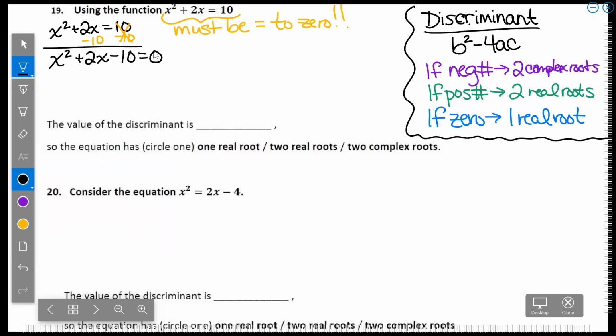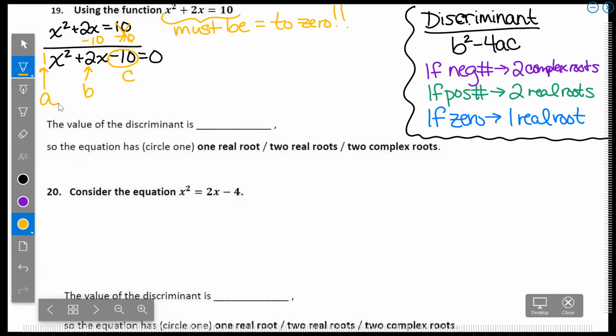What are we using for A, B, and C? Super close. Negative 10 is C. When we plug into the discriminant, do I want to take the x's with me? No. 2 is B. So what is A? 1. All right. A is 1, B is 2, C is negative 10.